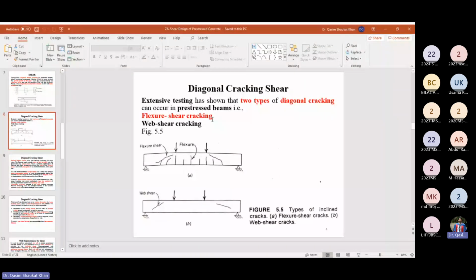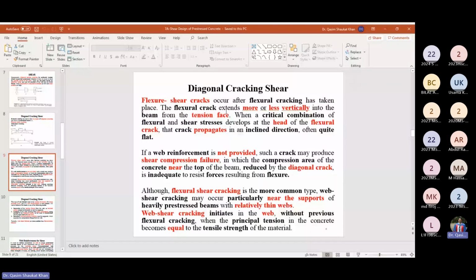We were discussing flexural shear cracking and web shear cracking. Flexural shear cracks occur after the flexural cracking has taken place, and we know that flexural cracks extend more or less vertically into the beam from the tension face. When the tensile stresses become greater than the modulus of rupture, the flexural cracks appear and propagate vertically into the beam from the tension face towards the compression face.